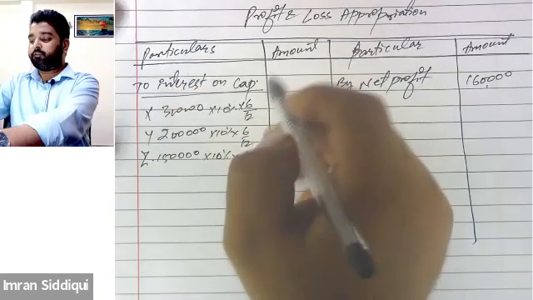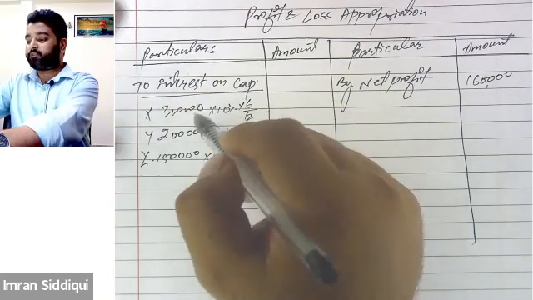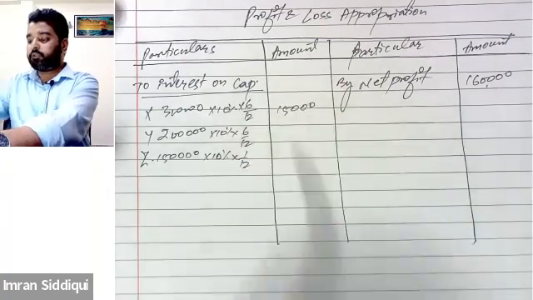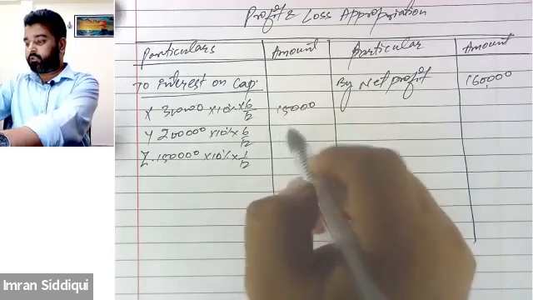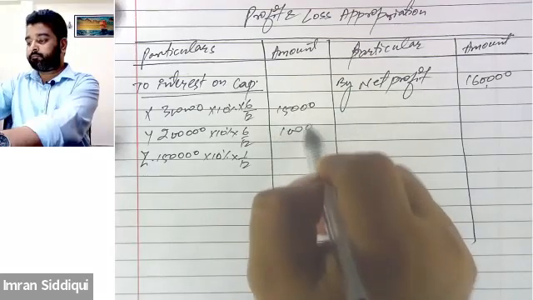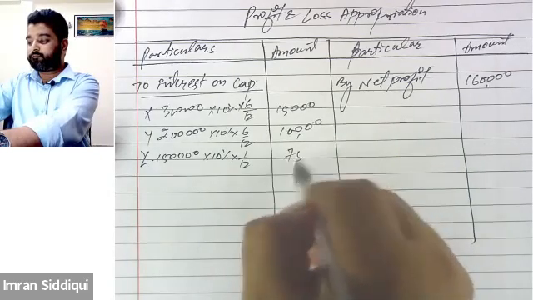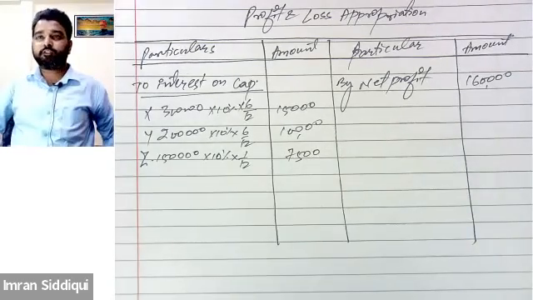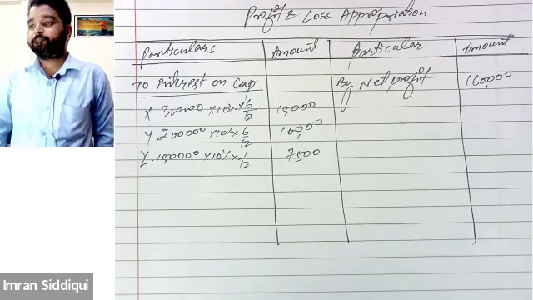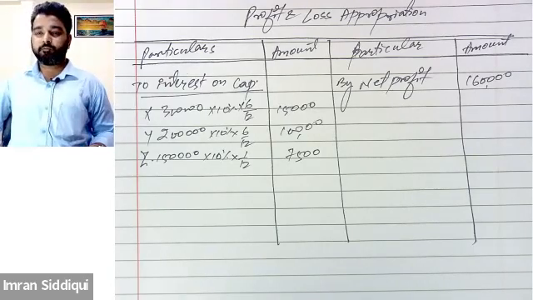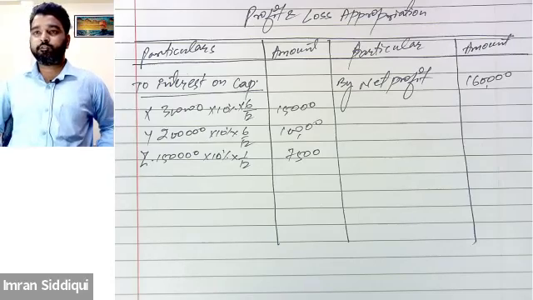Okay. So just calculate the interest: 10% of 3 lakh is 30,000, and we will take half of it, so it will be 15,000. For the second partner, this will be 10,000, and 7,500 for the third. Tell me everyone, the calculation of interest on capital is clear to all of you, yes or no? Yes, sir.